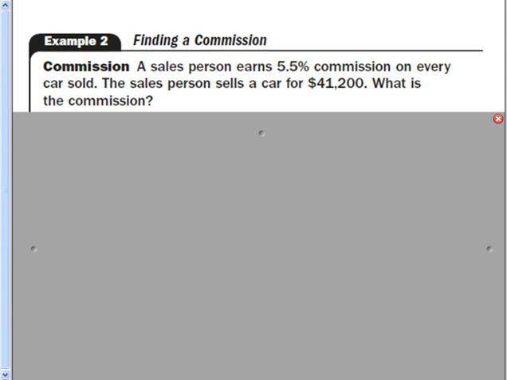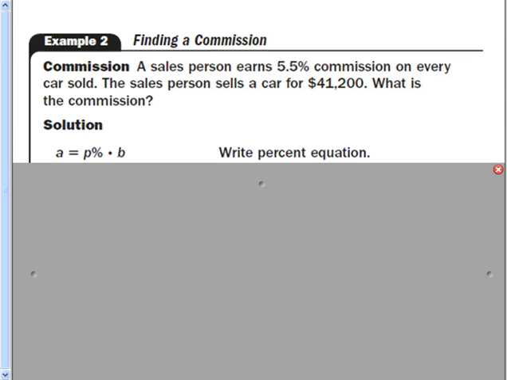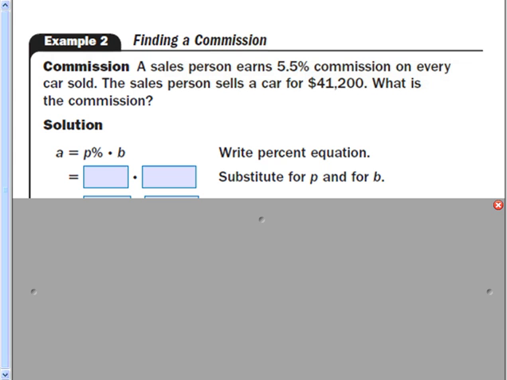Here I am back in my note-taking guide on example 2, also about finding a commission, just a different situation. A salesperson earns 5.5% commission on every car sold. So we're getting a different percent here. The salesperson sells a car for $41,200. What is the commission? In our solution, we're again writing the percent equation to begin with. Then we're going to substitute some things into there. Looking back at what I was given, a percent, so I can put that in for P percent, 5.5%. B is the base, or the whole, and the whole price of the car is $41,200.